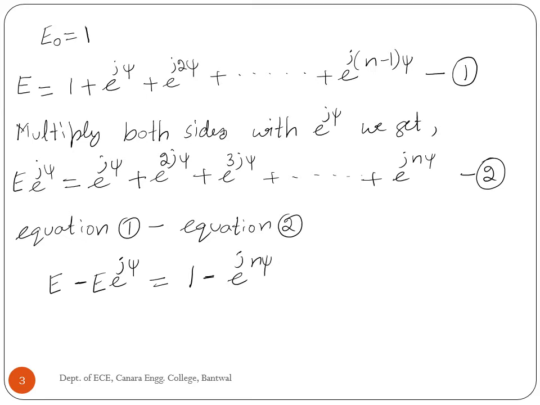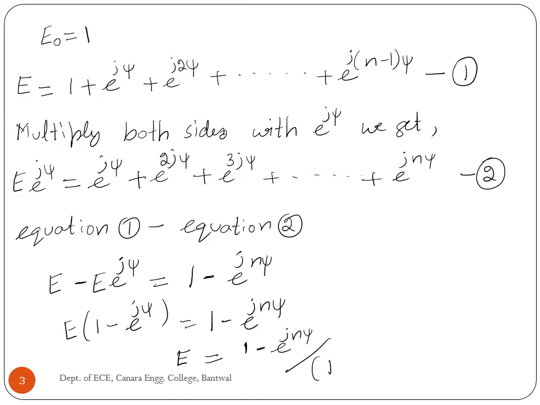Therefore, E into 1 minus e to the power j xi, which is equal to 1 minus e to the power j n xi. Therefore, total field intensity E is equal to 1 minus e to the power j n xi divided by 1 minus e to the power j xi. Third equation is E is equal to 1 minus e to the power j n xi divided by 1 minus e to the power j xi.